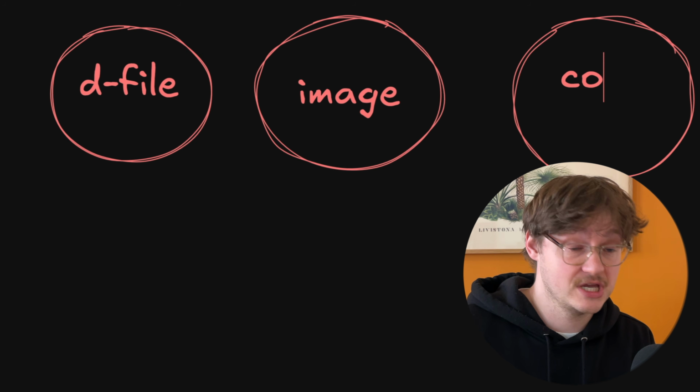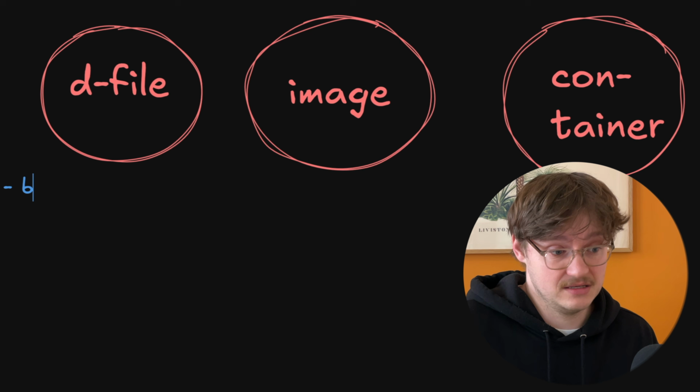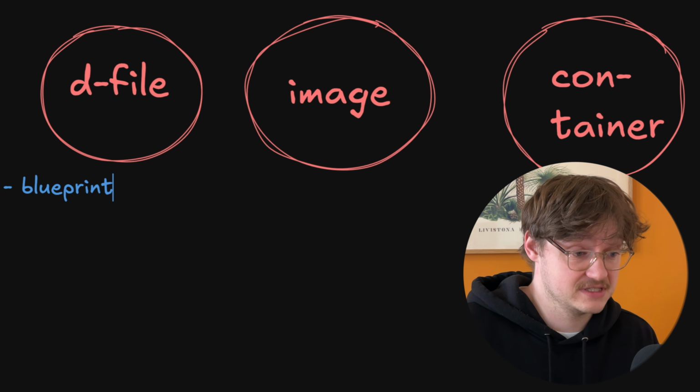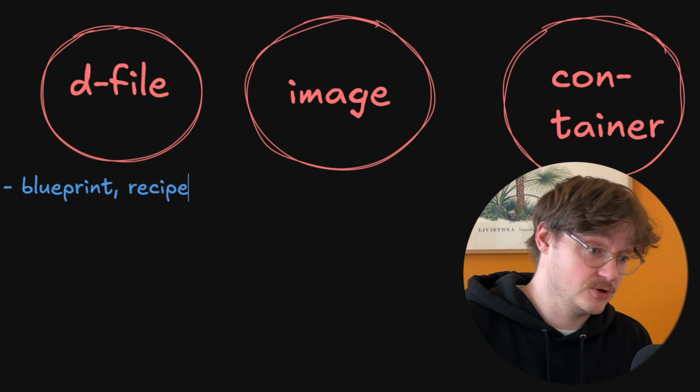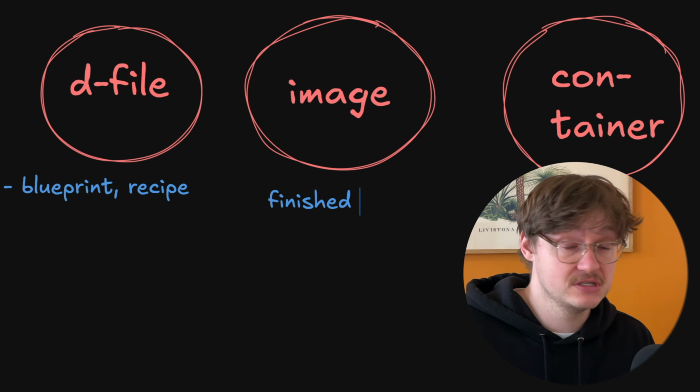Well, I found there are 3 things we need to be familiar with. A Docker file, an image, and a container. A Docker file is basically a set of instructions, like a blueprint or recipe for the container. It tells Docker things like install this, run that, and so on. An image then is the finished recipe or blueprint.